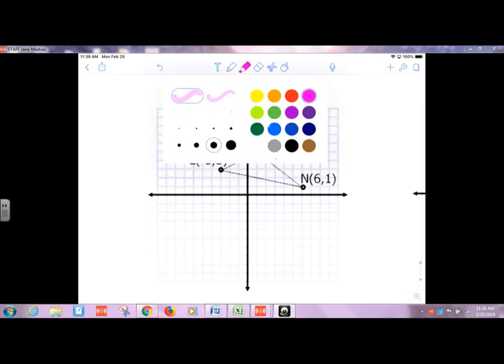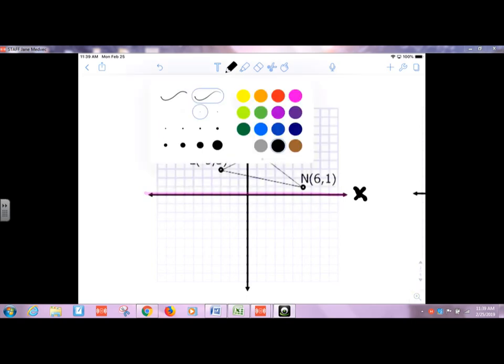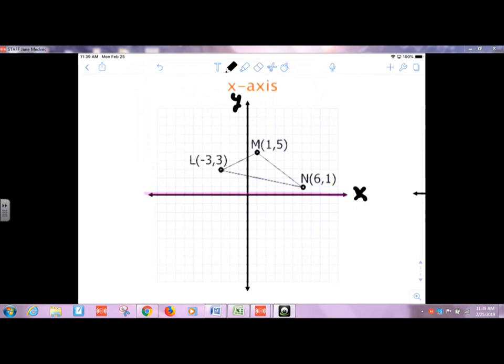Oop, that's a little bit thick. Let's go a little bit thinner. So I'm going to reflect over this x. Again, if we review, this is the x-axis and this is the y-axis. What we're going to do is look at the axis itself and see how far these points are away from the axis.